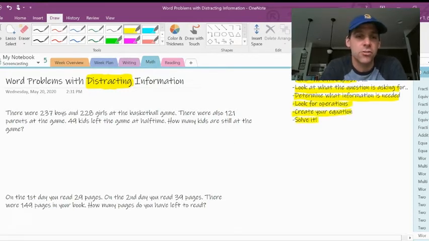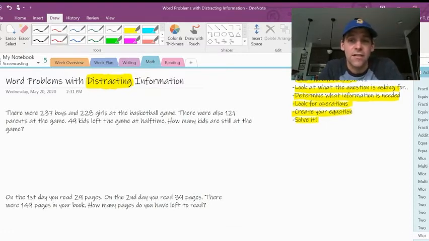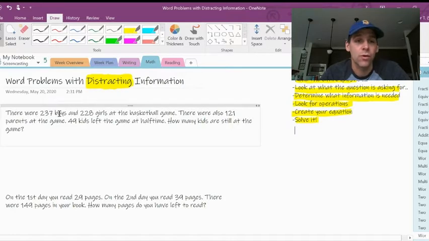So let's take a look at two different examples and see what information we need, what information is distracting, and then what operations we're going to use in order to create our equation. So here we go. We have a problem where there's some people at a basketball game. There were 237 boys and 228 girls at the basketball game. There were also 121 parents at the game. 49 kids left the game at halftime. How many kids are still at the game?